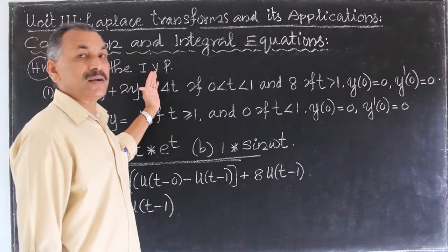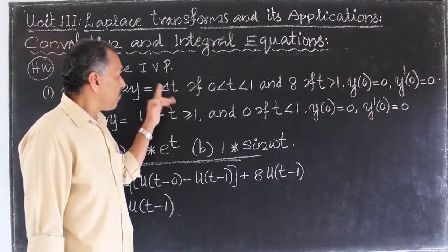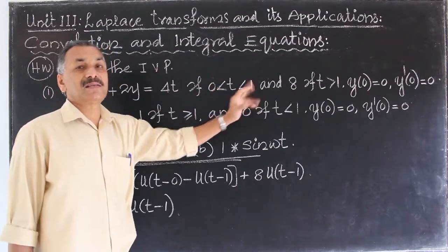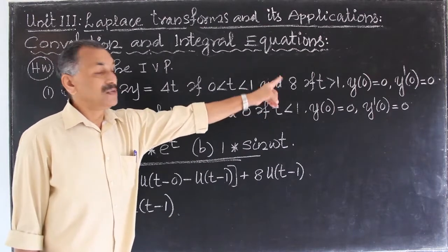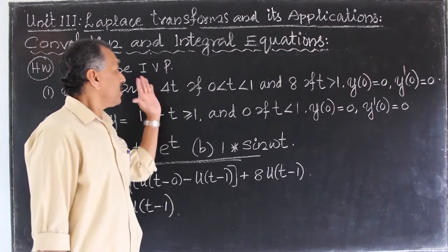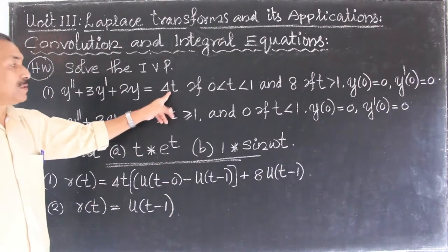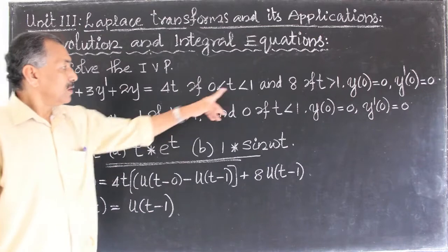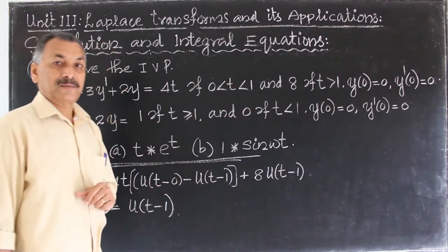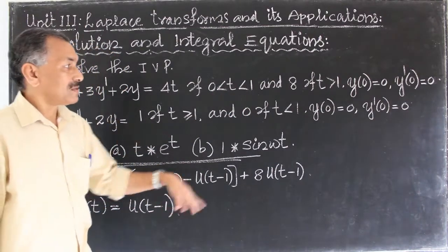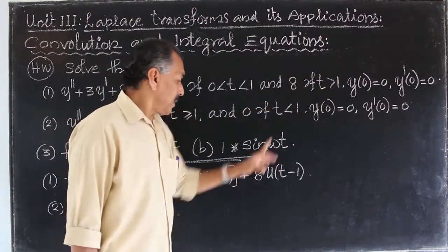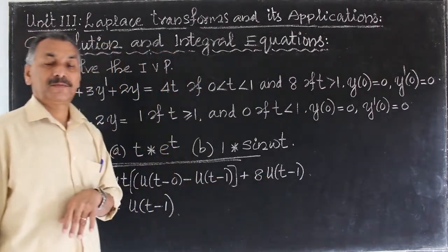And on the right side, what is r(t)? r(t) is equal to 4t if 0 < t < 1 and 8 if t > 1. And what is r(t)? r(t) is equal to 4t into (u(t - 0) - u(t - 1)), plus, if t > 1, 8 into u(t - 1).